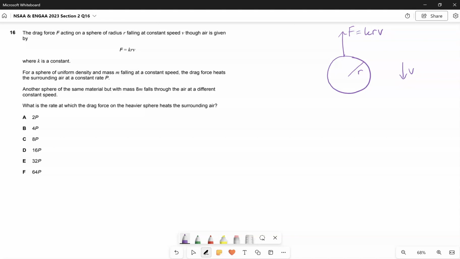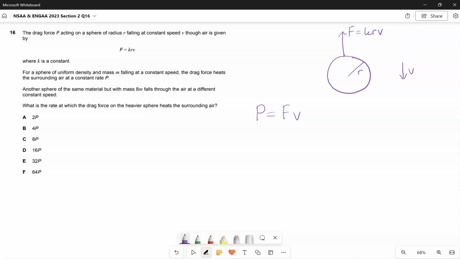For a sphere of uniform density and mass m falling at a constant speed, the drag force heats the surrounding air at a constant rate, p. So p would equal, well, we can easily see this would be F times v. So it will be k r v squared. Don't need to write that down yet. Don't know how important that is, but this is the first thing I think of when seeing this.